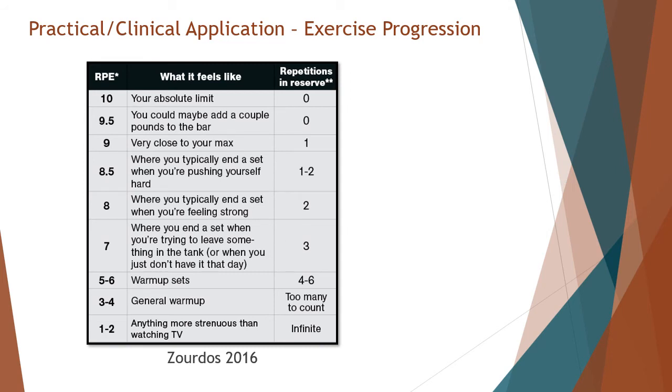You can ask them in a couple different manners. You can ask them to score their RPE on the scale, or you can give them verbal explanations. They're like, I don't really know what an 8 out of 10 is or whether I'm there. It's where you can typically end a set when you're feeling strong, meaning you could probably give an additional 2 repetitions. That would be an 8. Or they say, I'm not really sure whether I'm at a 10 or not, and I'm like, okay, can you do another repetition? They're like, no. I say, perfect, you're right where you need to be, close to that 9.5 to 10.